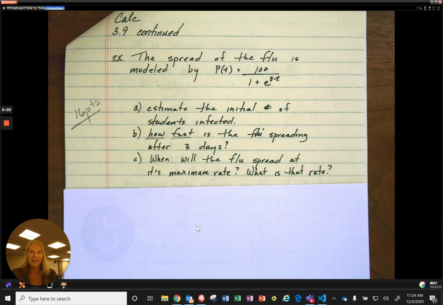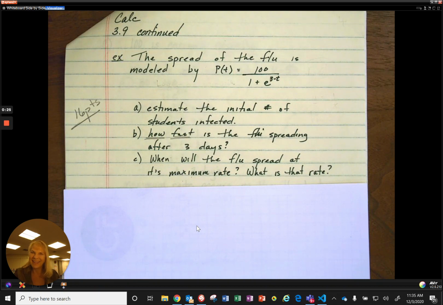Welcome to 3.9 Logistics Growth and a Function to a Function. These are both large problems that will for sure be on any upcoming test. Go ahead and take a moment to write down this first example.